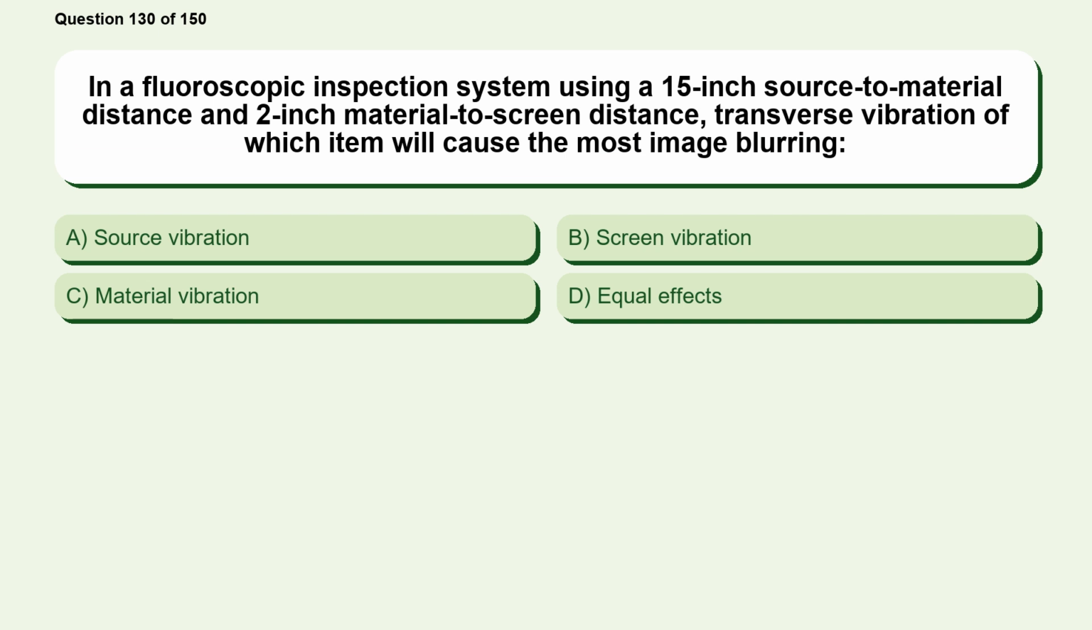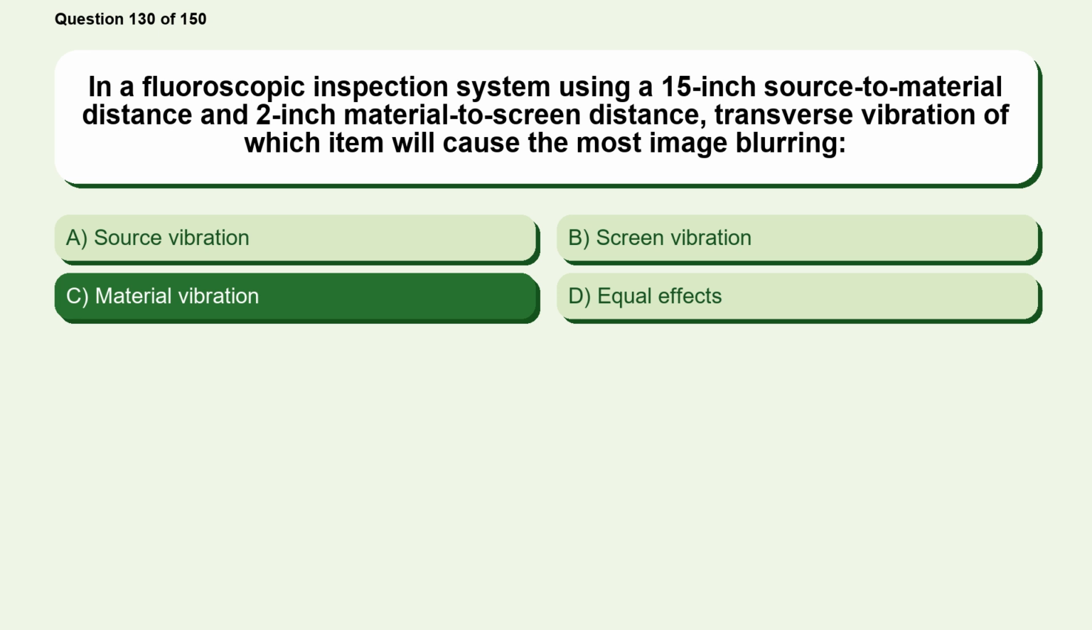Question 130. In a fluoroscopic inspection system using a 15-inch source-to-material distance and 2-inch material-to-screen distance, transverse vibration of which item will cause the most image blurring? Option A, source vibration. Option B, screen vibration. Option C, material vibration. Option D, equal effects. The correct answer is option C, material vibration.